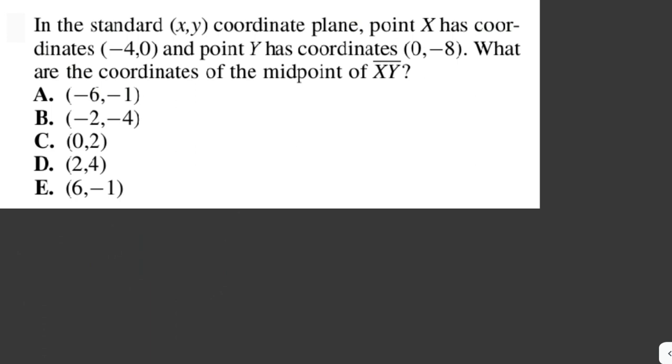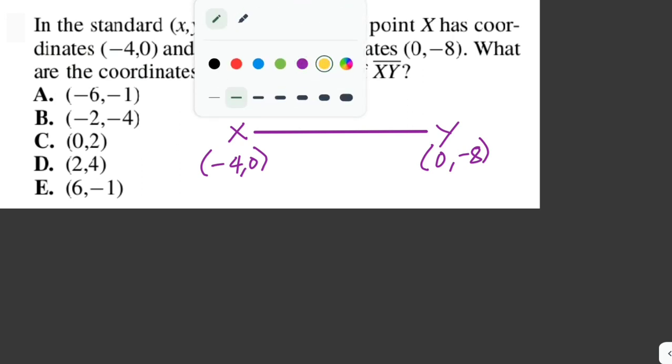In the standard xy coordinate plane, point X has coordinates -4, 0, and point Y has coordinates 0, -8. What are the coordinates of the midpoint of XY? Now, if this is our segment XY with coordinate points -4, 0, and 0, -8, to solve for the midpoint, we just have to take the average of the x and y coordinates.